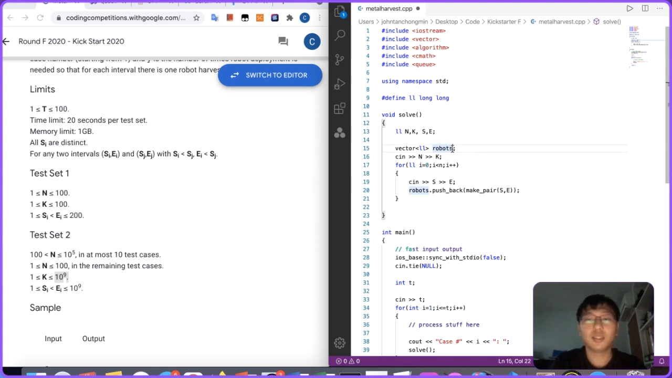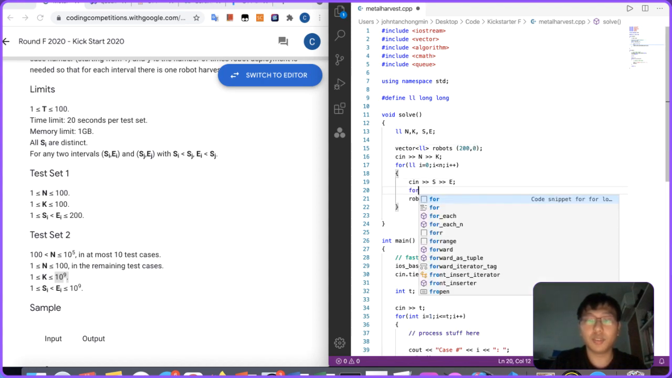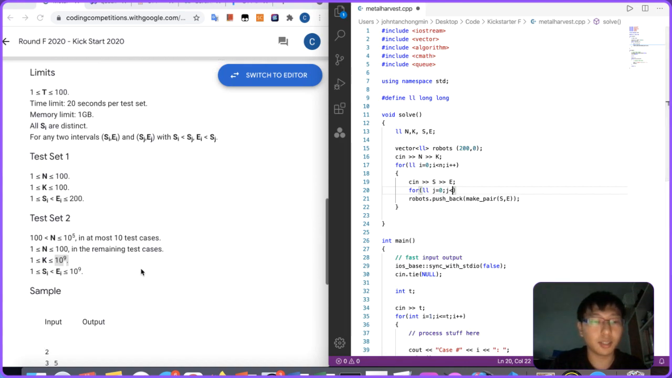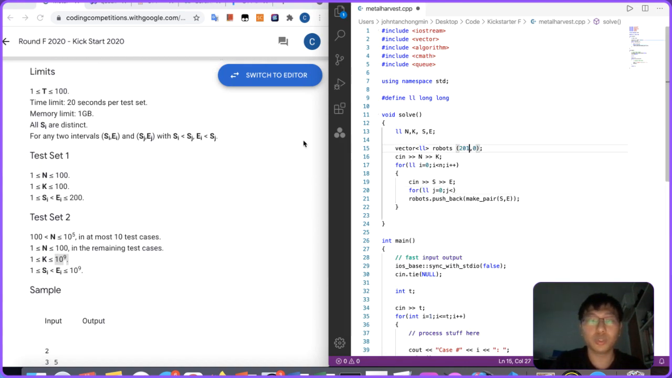So we first define a robots vector of length 200, and then we fill up all of them with 0. Over here, for long j equals 0, j below... So I'm only trying to solve the first test case. This actually should be 201, because 200 is the last input.